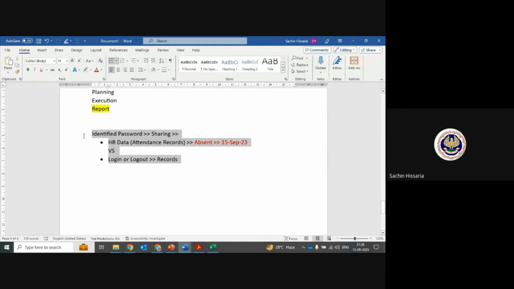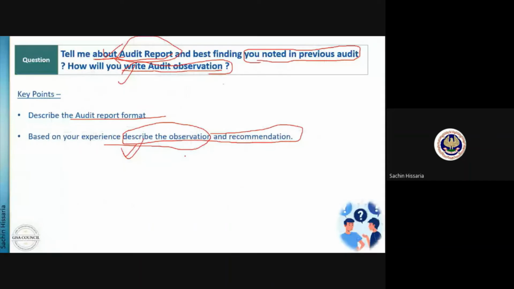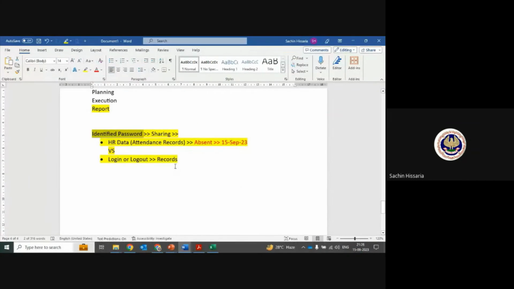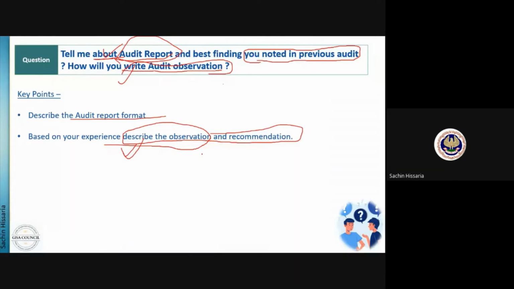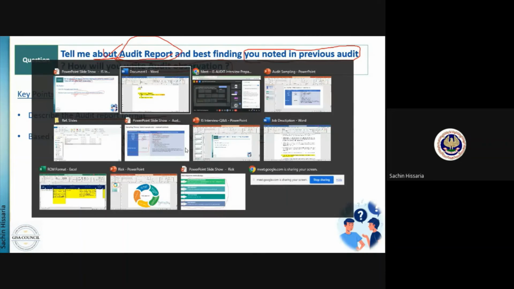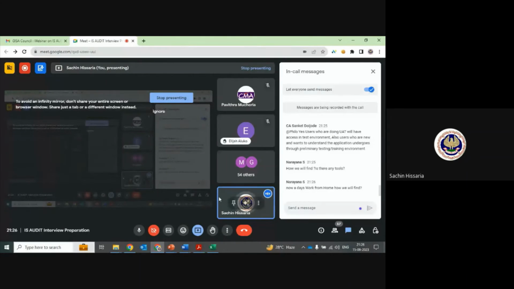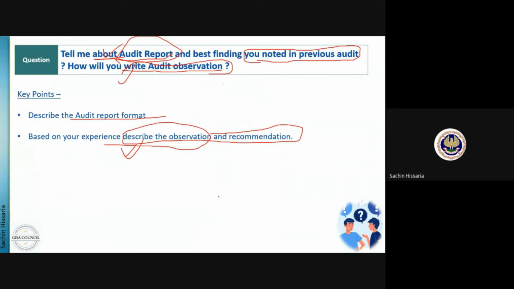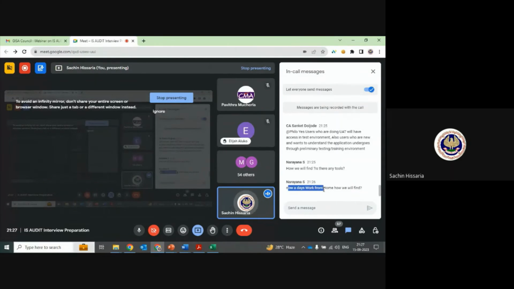We highlighted that observation to the management, and they appreciated it a lot, because this is something very difficult to identify. But with the help of data analysis, we identified that observation. So accordingly, based on your experience, okay. Narayan, now work from home, how will we find?